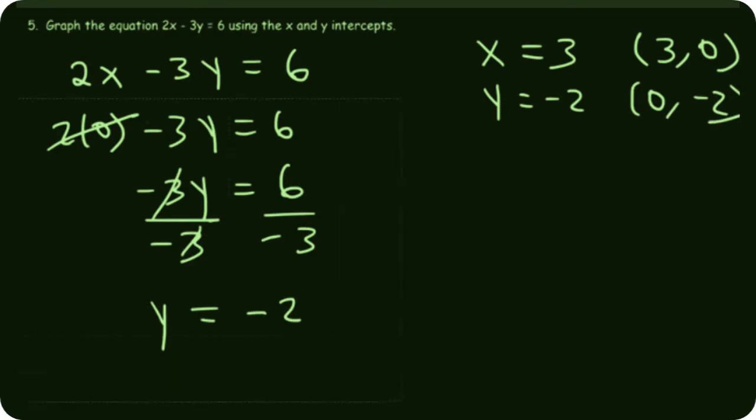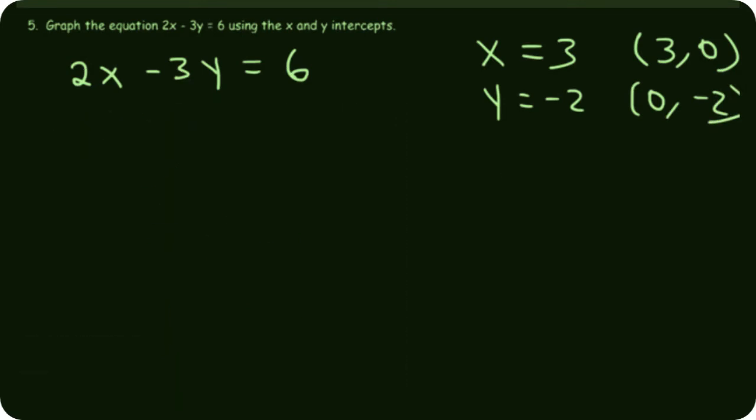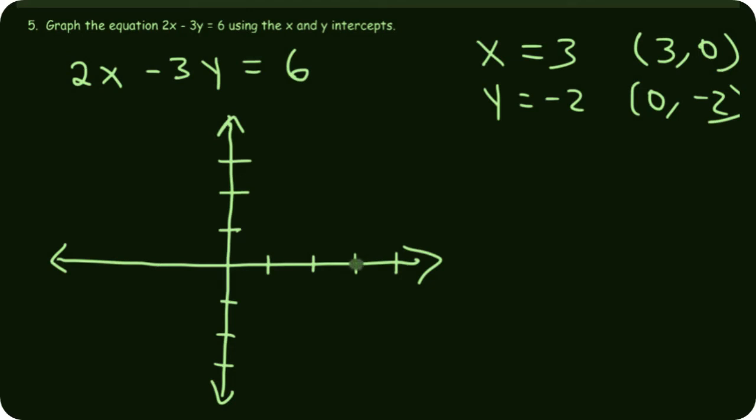At this point we can make the graph. So the first point is (3, 0), that's the x-intercept. The next one is (0, -2), that's the y-intercept, and then just connect these two points with a straight line. That's how you can graph a linear equation in standard form.